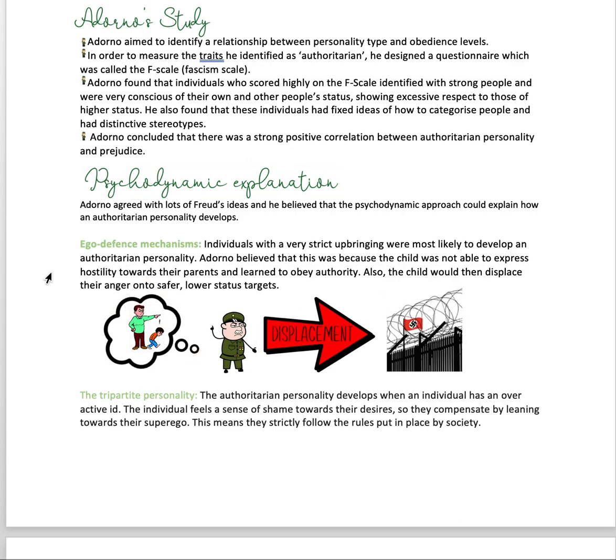The different explanations for why it develops. So the ego defense mechanisms. So children who were brought up in a very strict environment were unable to take their anger out on their parents. So they had to displace it onto a lower status target. So displacement is the ego defense mechanism, and they're displacing their anger from people above them in the hierarchy towards people below them, because the people below are an easier target.